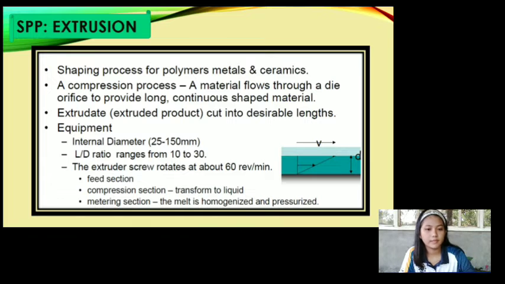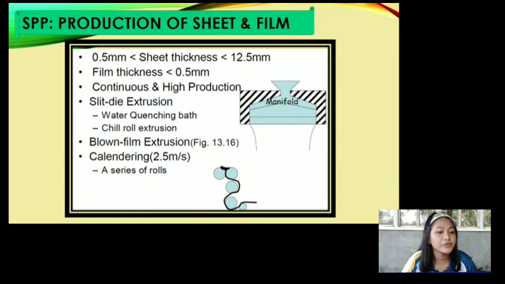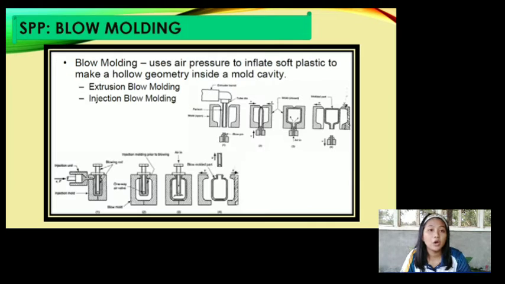So next is the extrusion. It is a shaping process for polymers, metals, and ceramics. Next is the die configuration and the defects. There are two types, the extruded shape and the defect, and the production of sheet and film, which is continuous and high production. Blow molding uses air pressure to inflate plastics to make a hollow geometry inside a mold cavity, which has two parts: extrusion blow molding and injection blow molding.